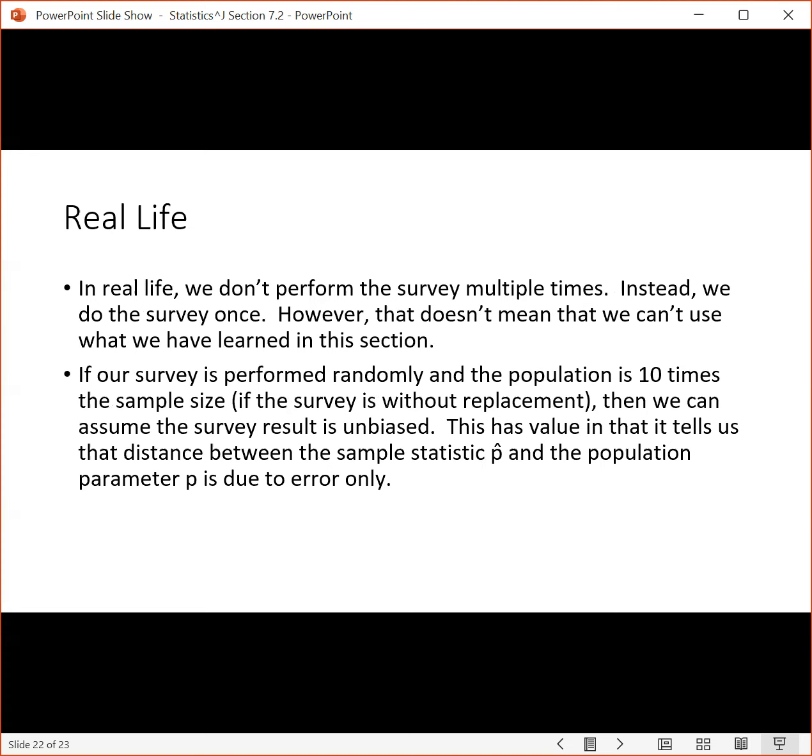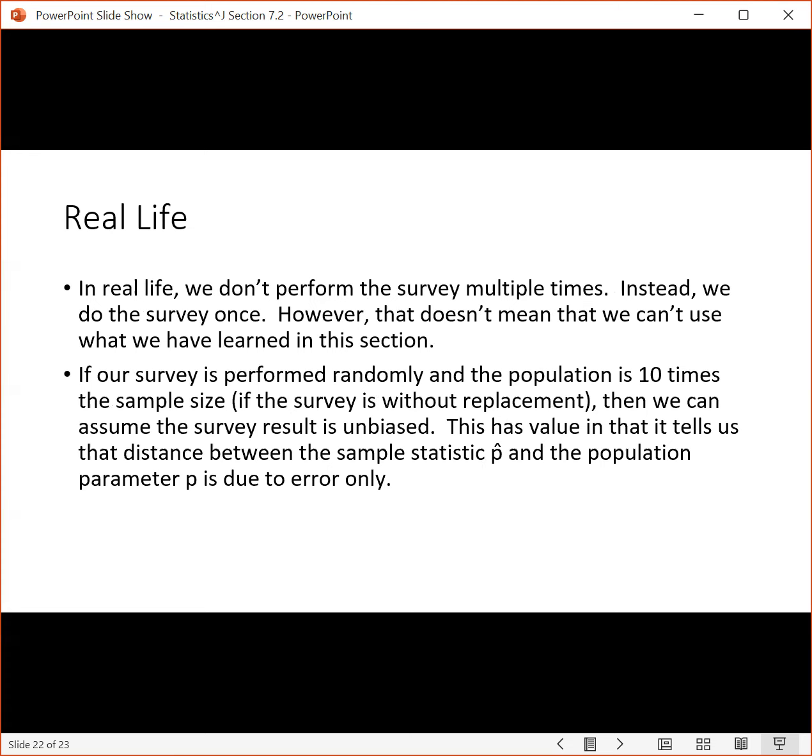However, that doesn't mean that we can't use some of the things that we've learned in this section. If our survey is performed randomly and the population is 10 times the sample size, then we can assume that the survey is unbiased. This has value in that it tells us that the distance between what we end up getting from the sample, from the survey, and the population is going to be due to error and not bias. Right, so that's a useful result.